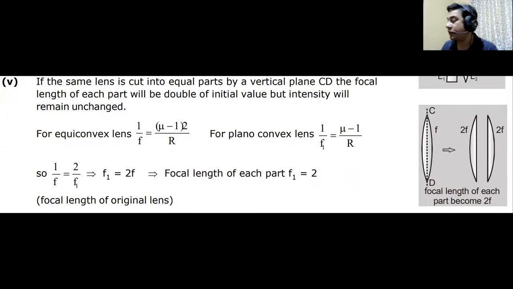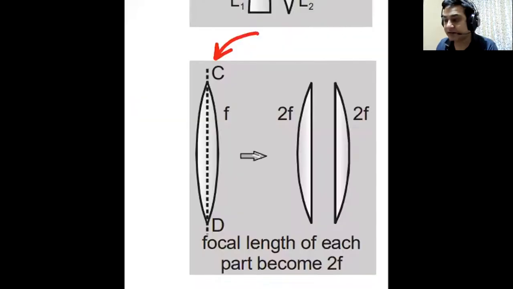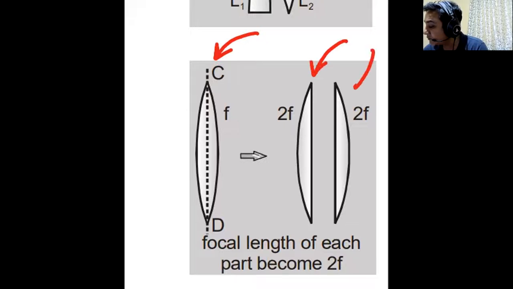In the next part, what we have done is we have cut the lens along the vertical plane. Do we see this vertical plane? Previously, we have cut it horizontally along the horizontal plane. Now, as you will see on your big screens, we have cut it along the vertical. If you cut a biconvex or equiconvex lens along the vertical, you get two lenses, lens number 1, lens number 2. Both are plano-convex lenses, but you can see the focal length of each part becomes 2 times f.